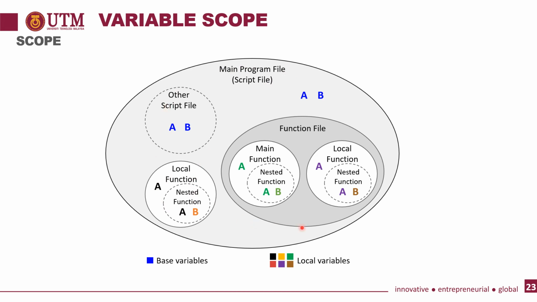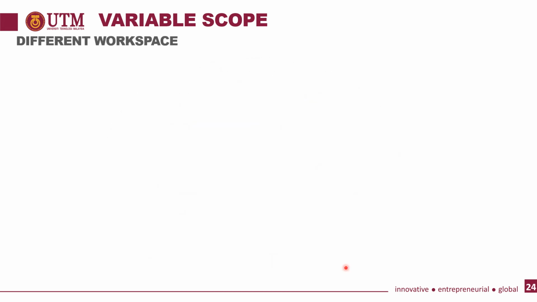But what if you initialize a variable inside a function file? If you initialize a variable inside function files, as you can see here, it is also initialized as a local variable, where you cannot see where the variable is located. Okay, so that is the scope of the variable in MATLAB. Next, let's take a look at the example of different workspace.